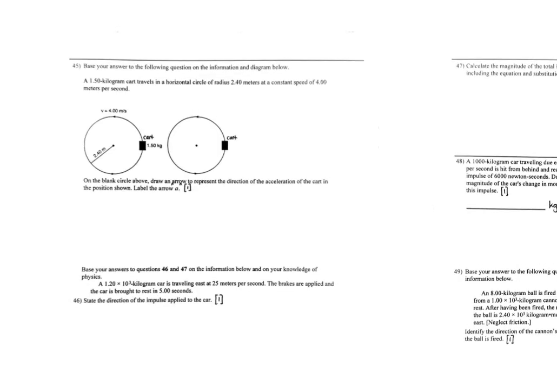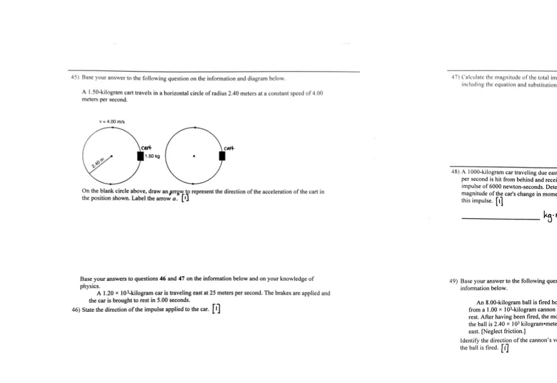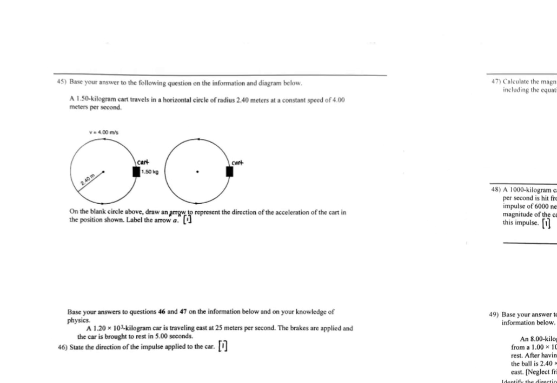45 says a 1.5 kilogram cart travels in a circle of 2.4 meters at a speed of 4 meters per second. And it just wants an arrow. This is on the blank circle above. Draw an arrow to represent the direction of the acceleration of the cart in the position shown. And the centripetal acceleration is always inwards.